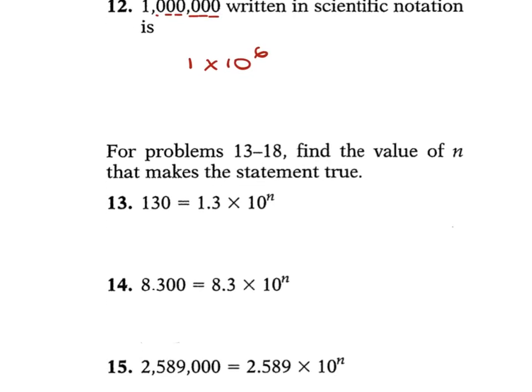For 13, you have 130. Find the value of n that makes the statement true. Okay, so 13, you have 130 times 1.3 times 10 to the power of n. So 1.3, we move that 2 places so that n is 2. 8.3, I think this is supposed to be a comma, 8,300 is equal to 8.3 times 10 to the 1, 2, 3, third place value.